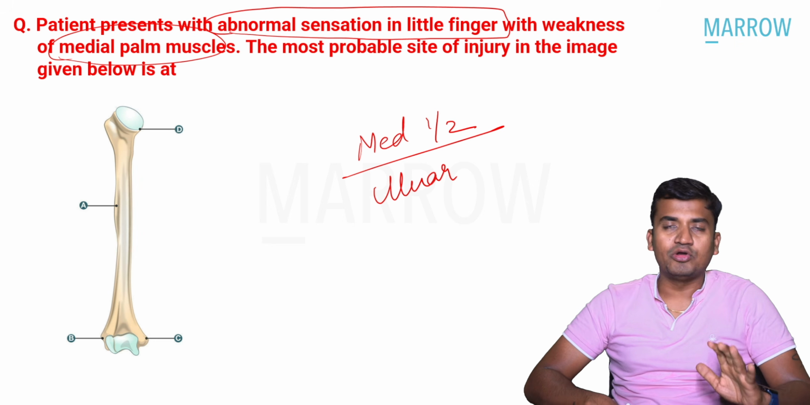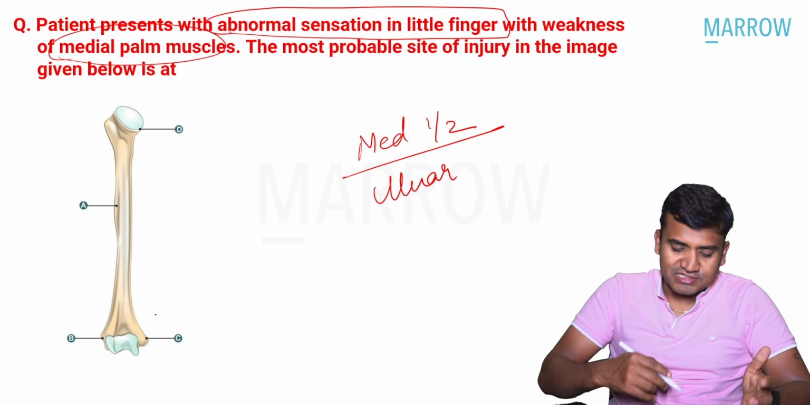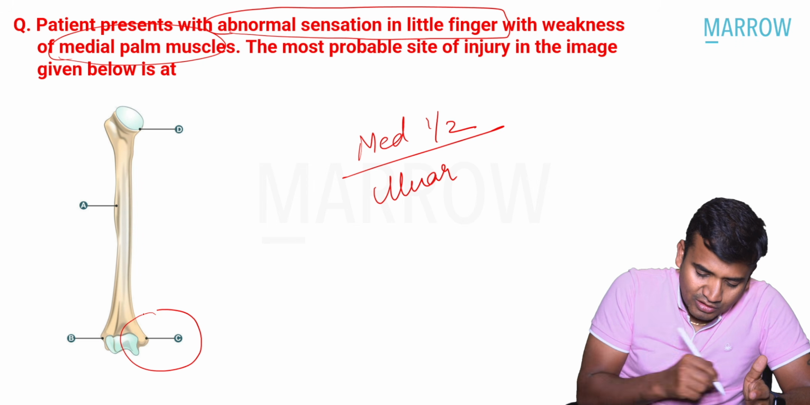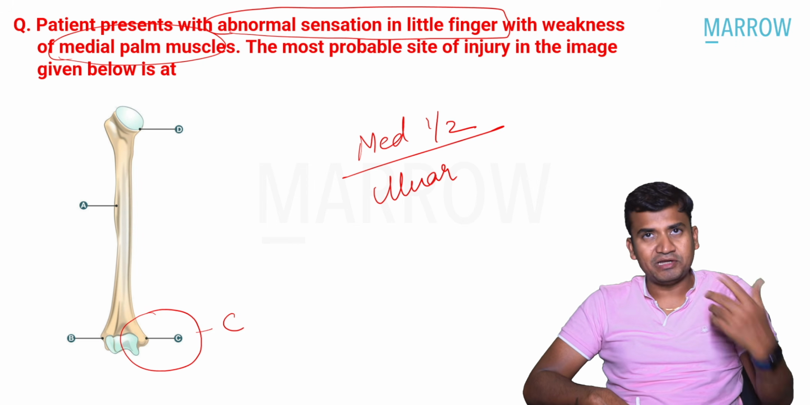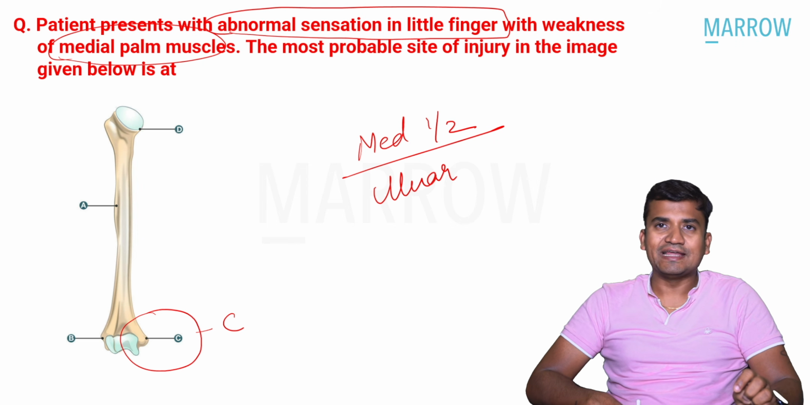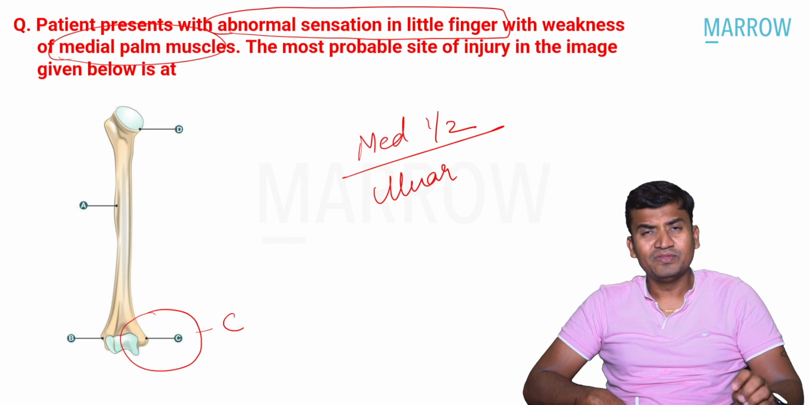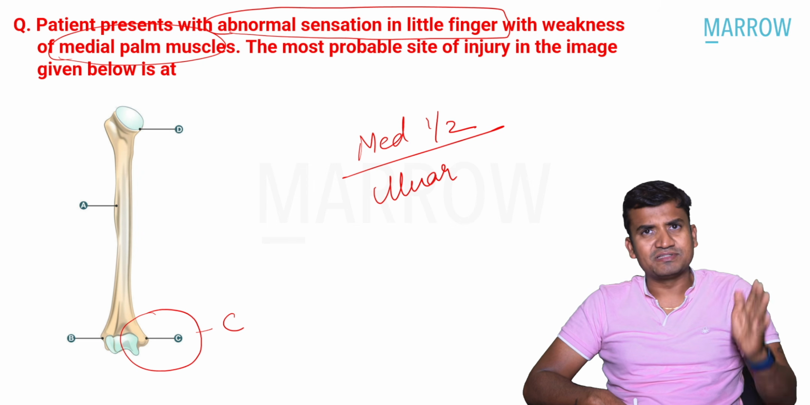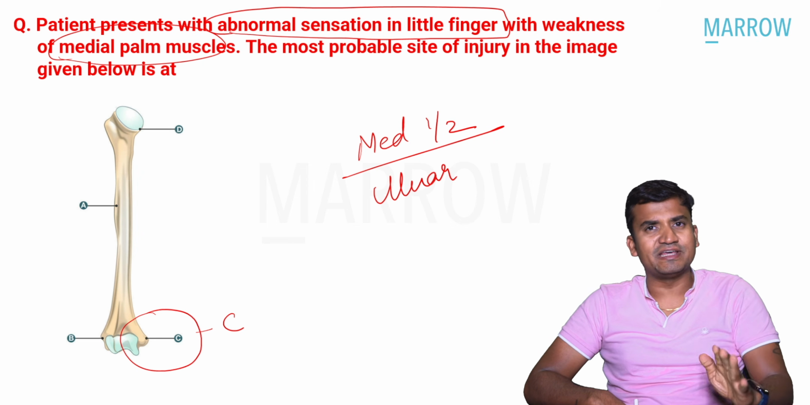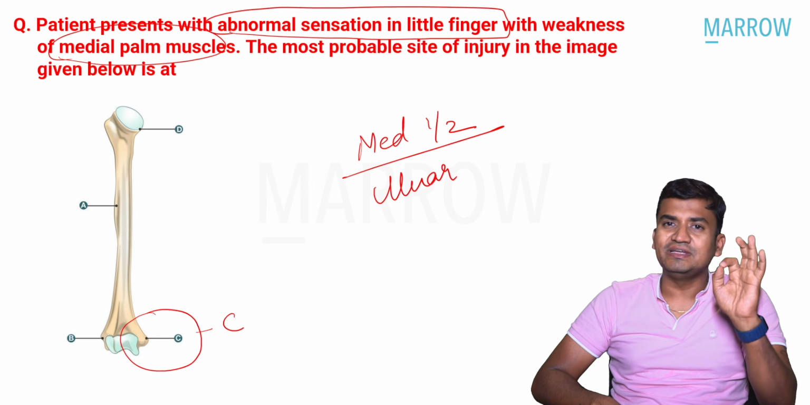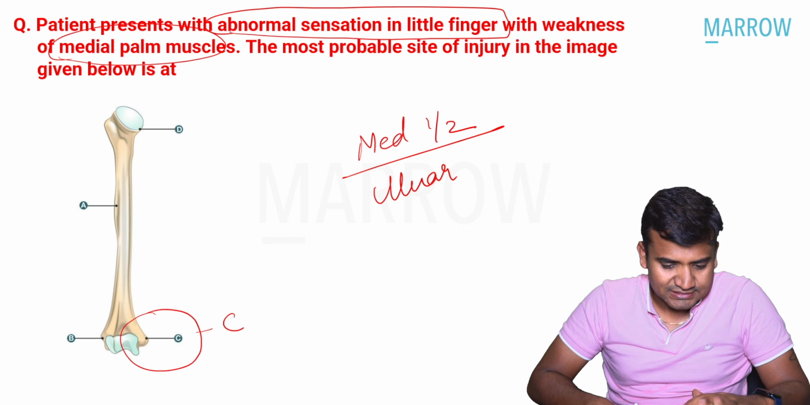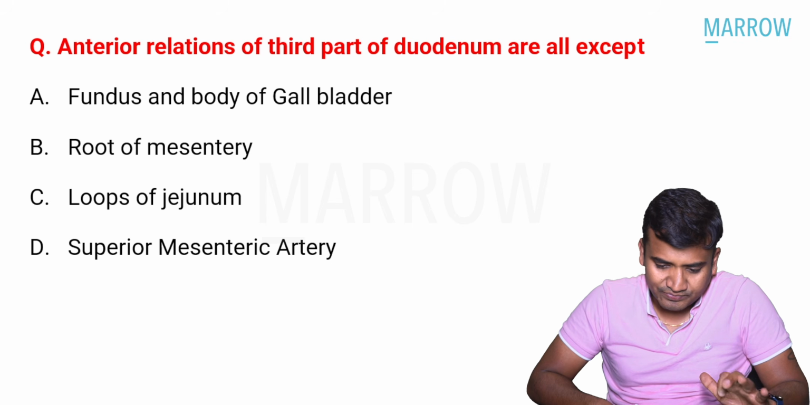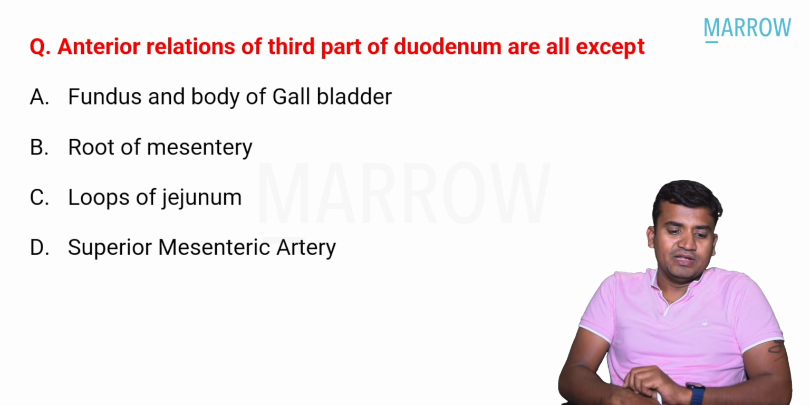So they are asking about ulnar nerve injury. The ulnar nerve passes behind the medial epicondyle. What is the answer for this question? C is the answer. Again, a repeat question of the 2021 INI-CET exam. Every year in all the exams, whether NEET, INI-CET or FMG exam, they give one question from nerve injuries. Again, we got this question in the recent INI-CET exam.